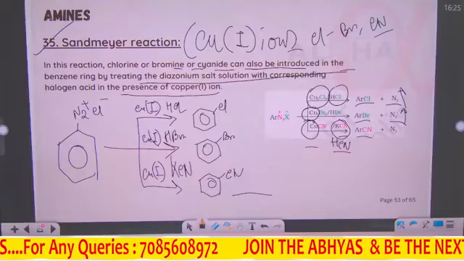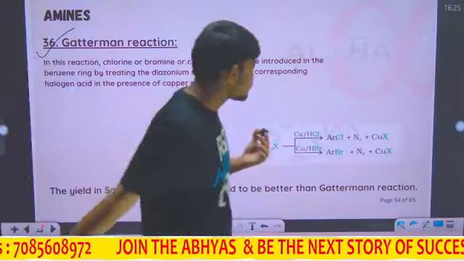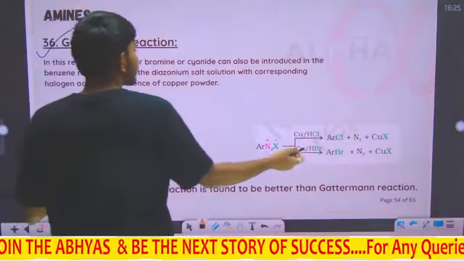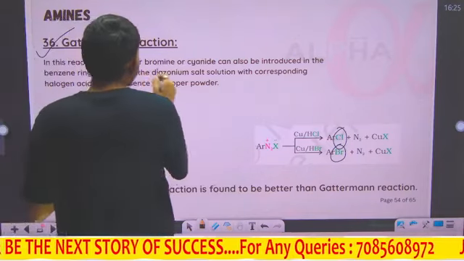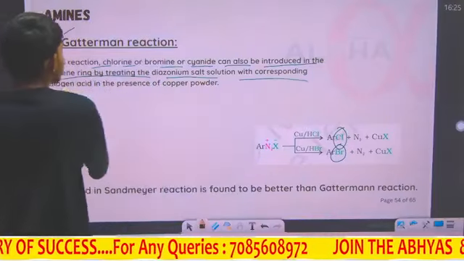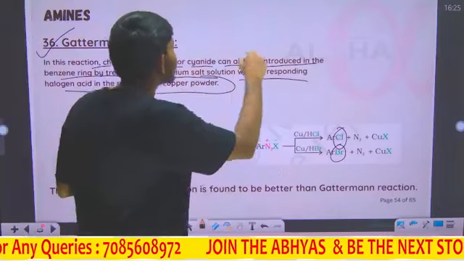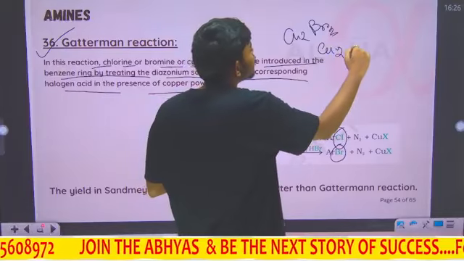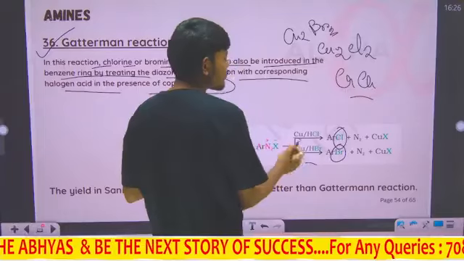So moving on, what do we have now here? Gattermann reaction, very different from the Sandmeyer reaction. Let's discuss. In this reaction, we want to add the same things, chlorine, bromine. Sandmeyer gave his reaction, Gattermann gave his. Chlorine, bromine or cyanide can be introduced in the benzene ring by treating the diazonium salt with the corresponding halogen acid in the presence of copper powder. Just the copper powder. Sandmeyer used your Cu2Br2, Cu2Cl2, CuCN, and here you are just using copper powder. That's the only difference.